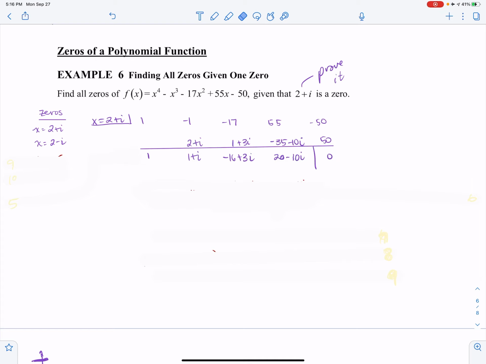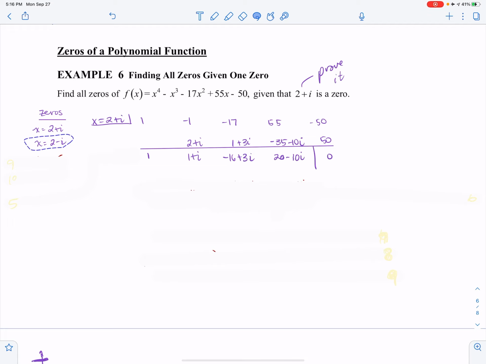So once I have done my synthetic substitution, I do find that my remainder is 0, which is what I expected. In fact, if I get anything other than 0, I should start over again because I've done something wrong. And that takes care of this first zero.